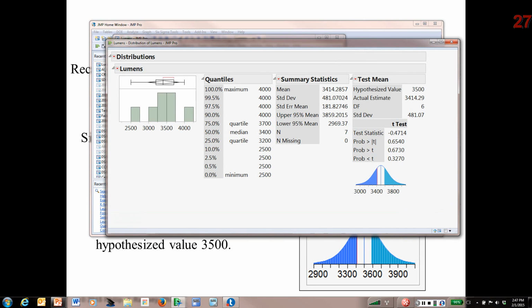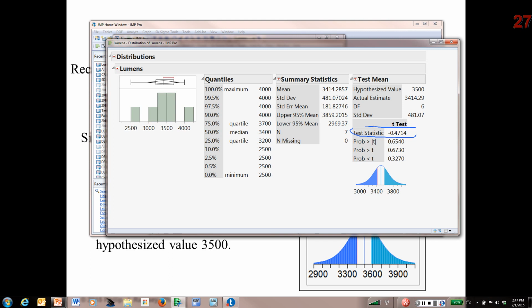And in a little bit, I'm going to actually fill in a little bit of the mathematical detail behind the test. I'd like to introduce the test first. So notice I've hypothesized 3,500, and the actual sample average is 3,414.29. Okay. So we calculate something called a test statistic. Again, I'm going to show that in a moment.